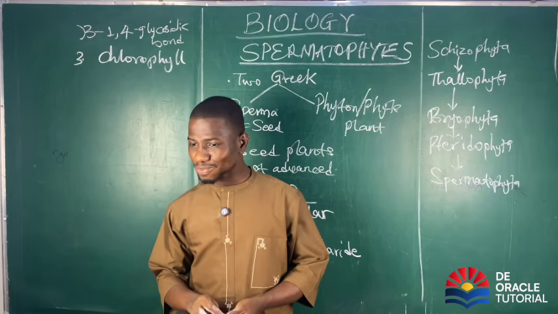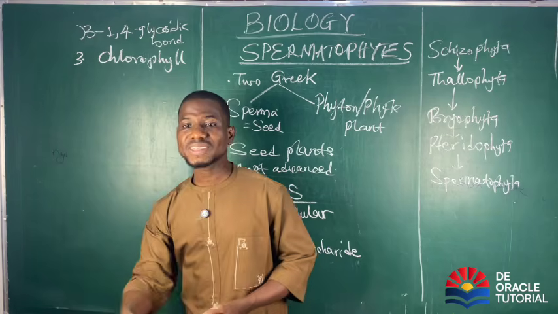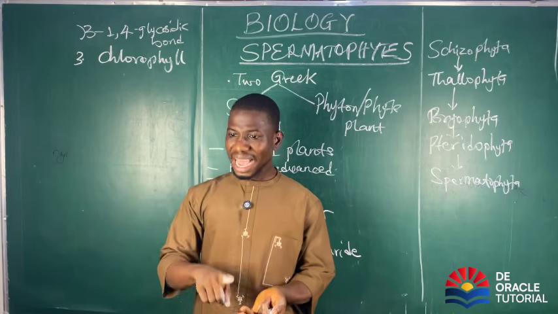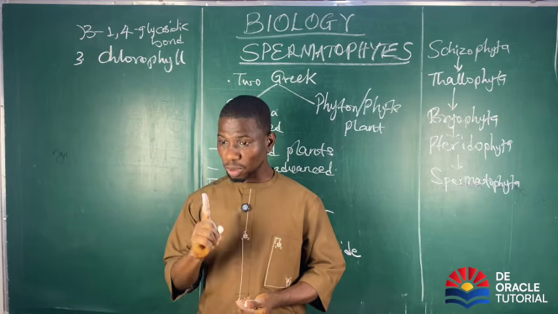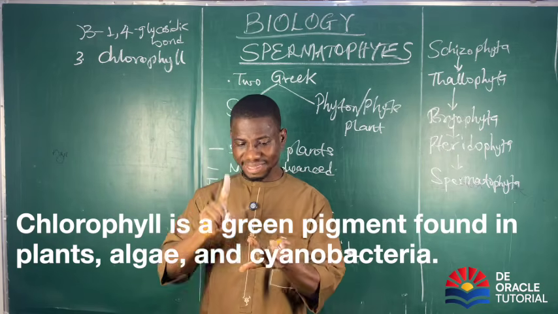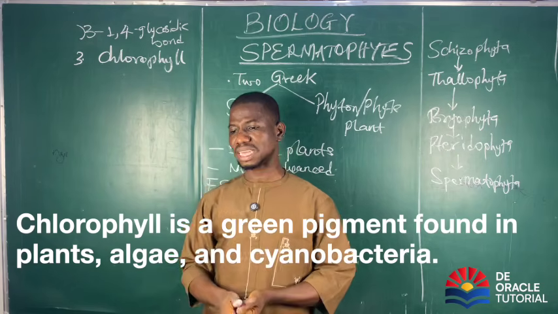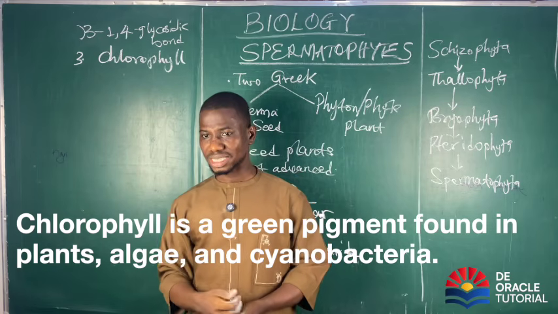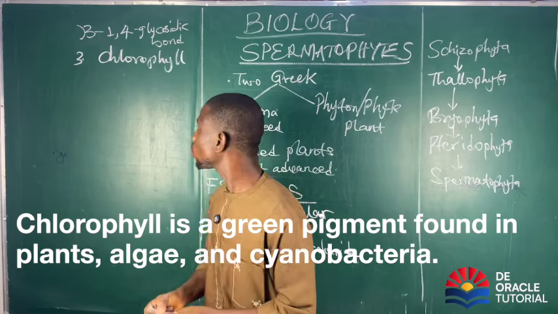Now, what is the next point you should know? The term chlorophyll is just a green pigment found in plants, algae, and cyanobacteria. The cyanobacteria are the blue-green algae. Exactly. Now, what is the work of this thing?